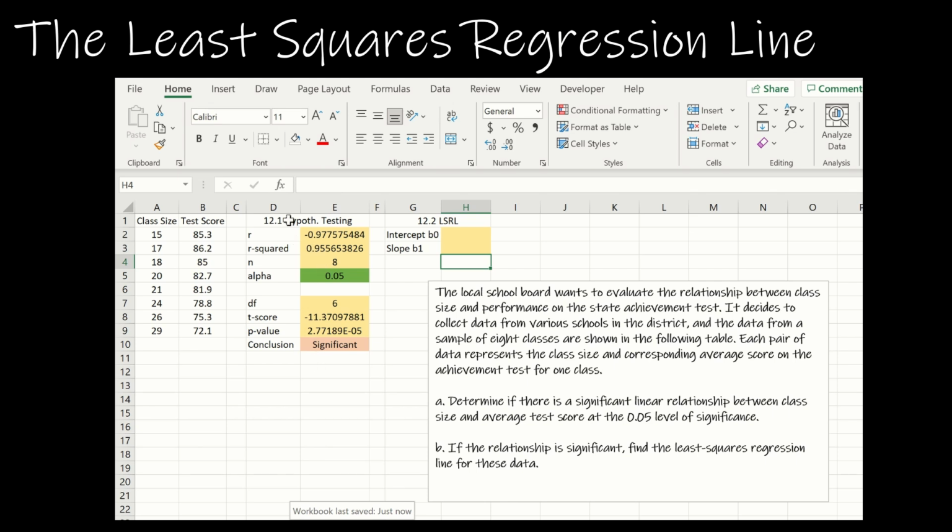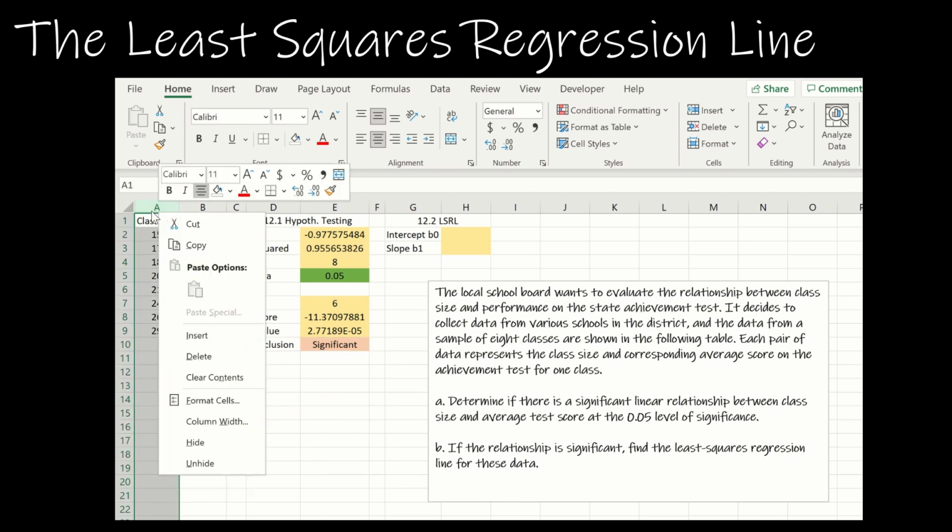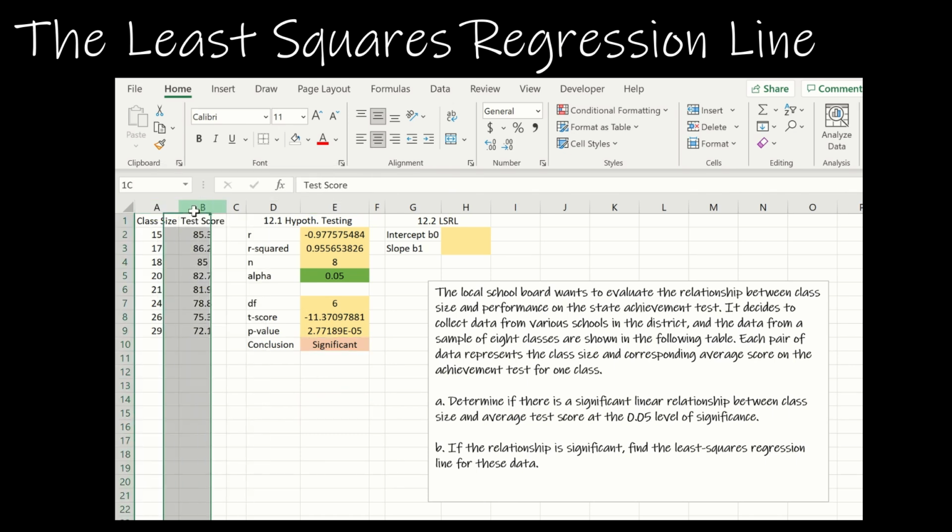First of all, I want you to notice I copied over everything from section 12.1. So I can do part A without breaking a sweat. The only thing I had to do was enter the X values in A, the Y values in B, and my alpha level. And Excel literally did everything else for me, as we know. So now what I want to do is find the equation.